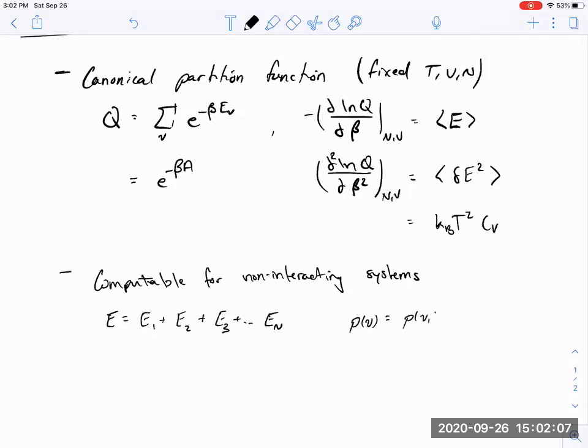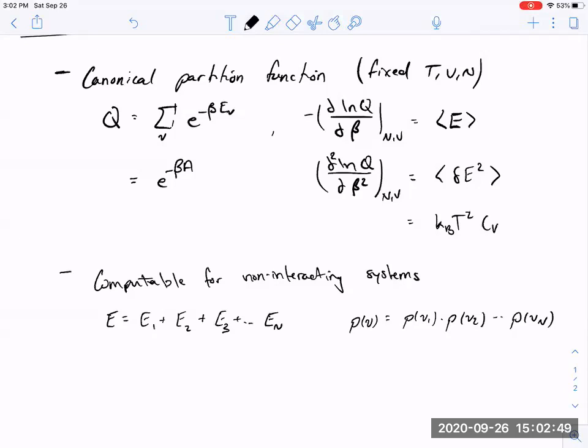It factorizes into a probability of observing particle 1 in some microstate times the probability of finding particle 2 in some microstate, all the way up to particle n. Now, an interacting system would be one in which the energy depends on both where particle 1 and where particle 2 are with respect to each other. For example, if I had a pair potential through which they interacted, and thus, as a consequence, the probabilities would depend on two particles at once, and thus would not factorize in the simple way that we see here.